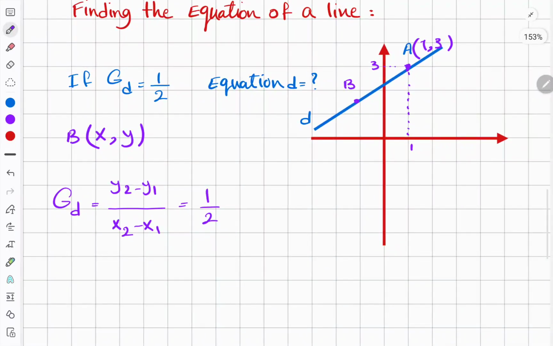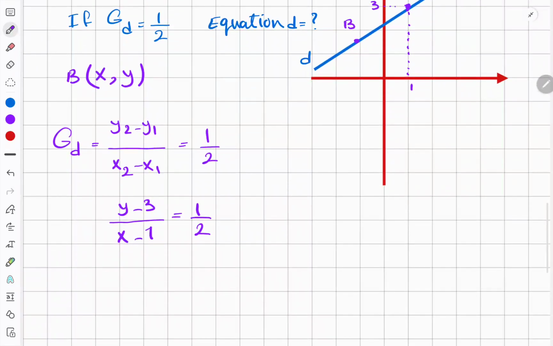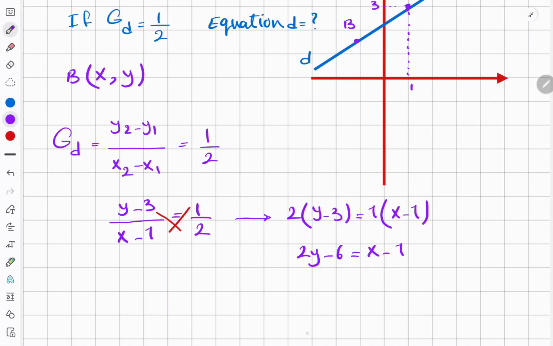So substitute x and y coordinates of A in this equation and use x and y for point B. So gradient is y minus 3 over x minus 1 equals 1/2. And this is the equation. We just need to rearrange this. You can use cross multiplication. So 2 times y minus 3 equals 1 times x minus 1. So 2y minus 6 is x minus 1.